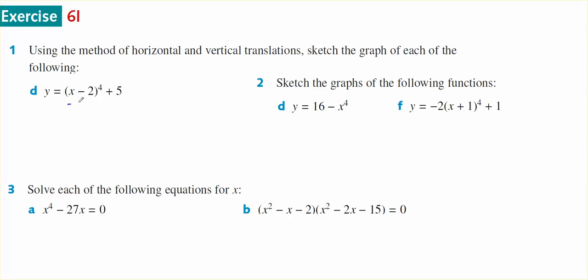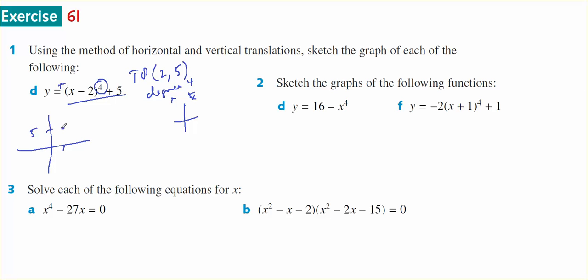Okay, so this is in turning point form. I know the turning point will be at (2, 5), and it's a positive degree 4. So it's degree 4 and it's positive. Therefore, it's going to start up here and finish up here. So it's going to have (2, 5), so it's going to look something like this, where that's 2 and that's 5.